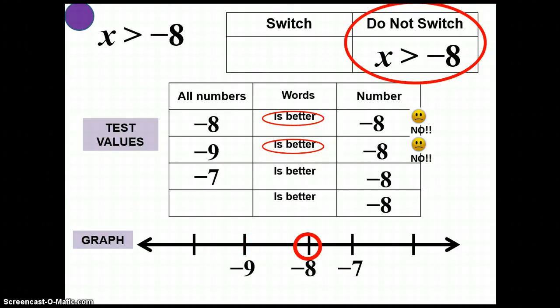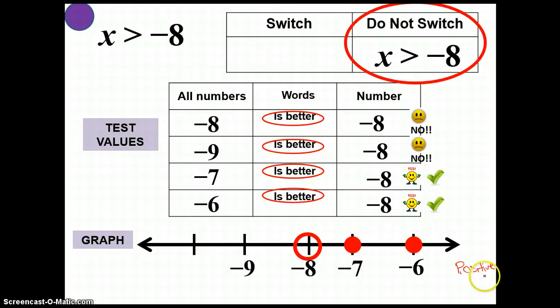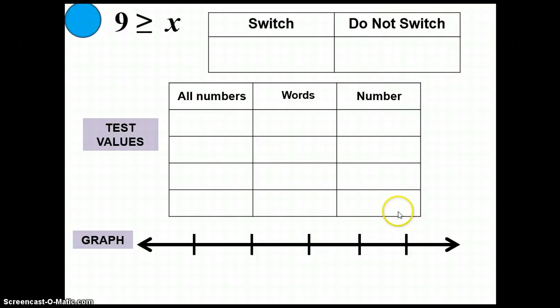So now -7 is a little bit better than -8, and -6 is a little bit better than that. And of course, all the positive numbers will eventually be over here. So all the numbers to the right of -8. Why don't you try a couple of these on your own? Pause me and then try one of these out on your own.